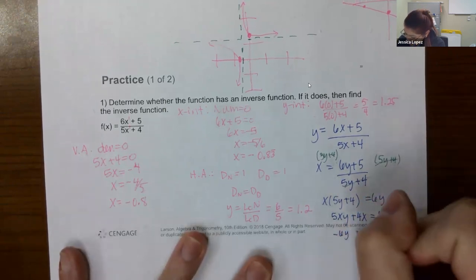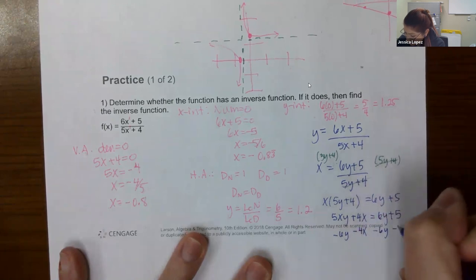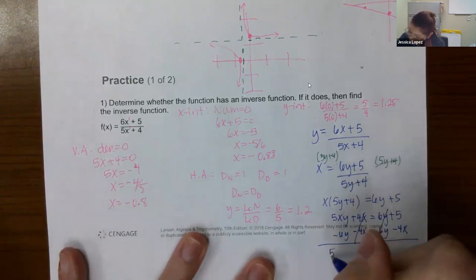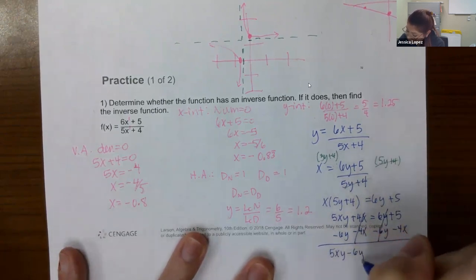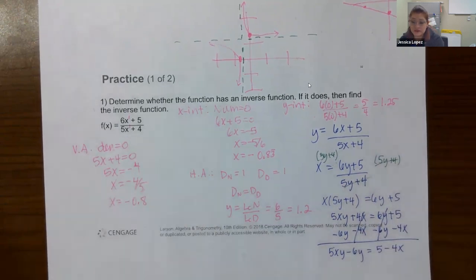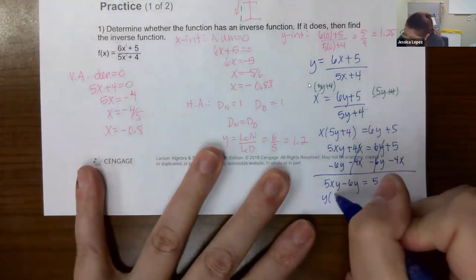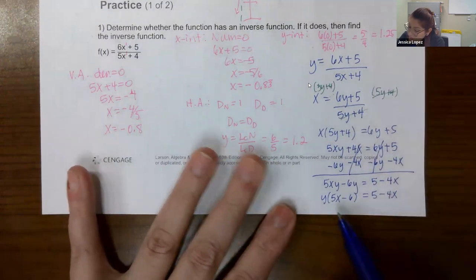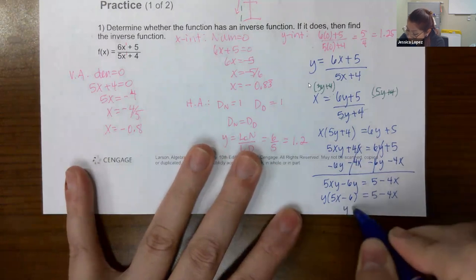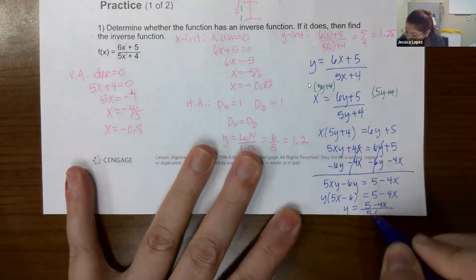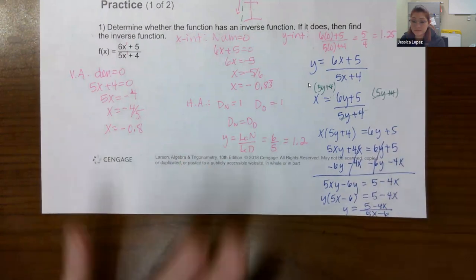Now, I need to solve for y, which means I need to get my y's over to one side and anything that does not have a y over to the other side. So this is gone and this is gone. I have 5xy minus 6y. And over here, I have 5 minus 4x, positive 5 minus 4x. Then you can factor out a y. And I get this. And then if I divide both sides by those parentheses, I get that y is equal to this. Okay.